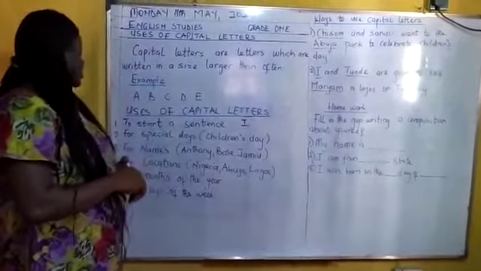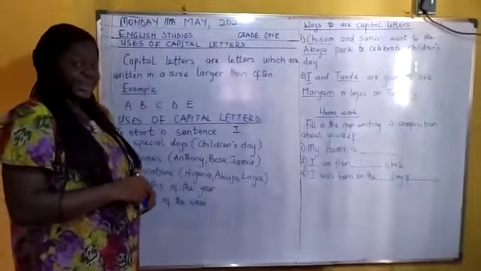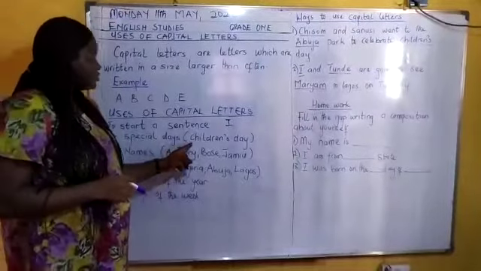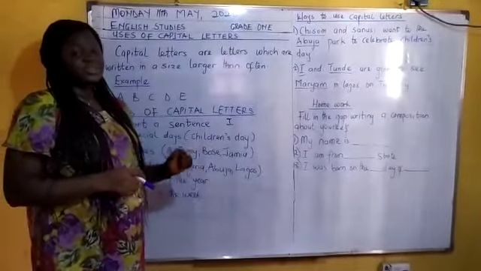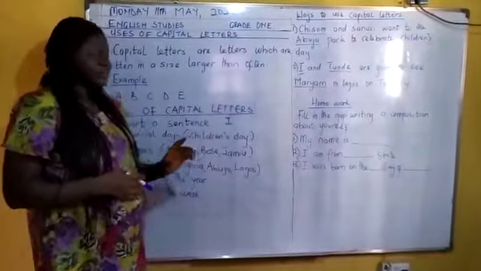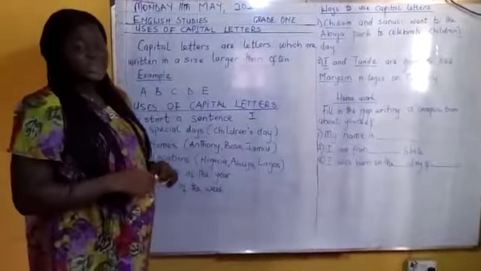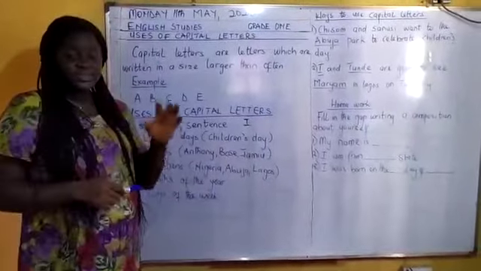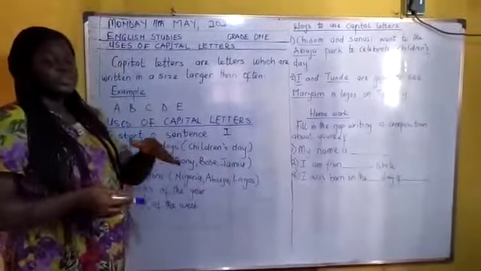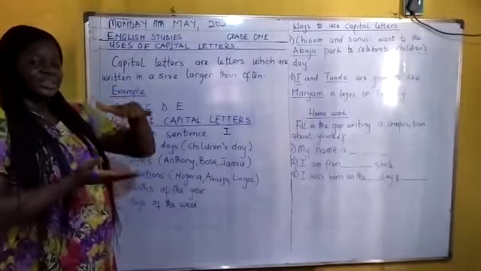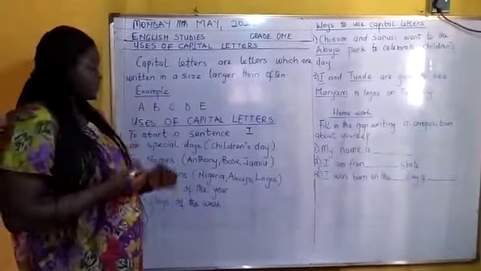The second one is for special days. Who knows Children's Day? You like Children's Day, right? So Children's Day is also written with a capital letter at the start of each word. Special days of the year are also written in capital letters. Another one is for your names. When you want to write your name, you're not allowed to start it with a small letter. You must always start your name with a capital letter. Remember, capital letters are those bigger than often.